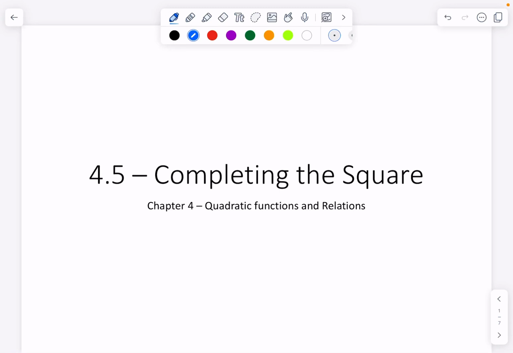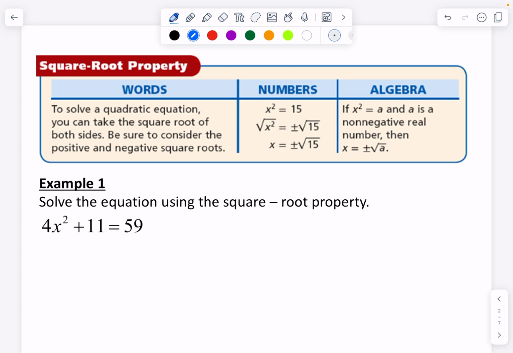In today's lesson, we are going to talk about completing the square and solving quadratic equations by completing the square. So first we talk about the square root property. To basically get rid of an x squared on both sides, we square root both sides.